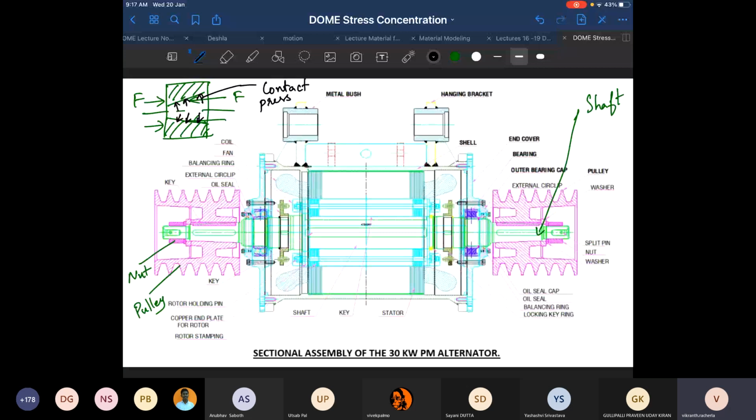Okay. So now this contact pressure can cause transfer of torque. So that is one way torque is transferred. In fact, if you design your pulley correctly, without any key, you would be able to transfer your entire torque just using this contact pressure. Can you give me one example where this mechanism is used to transfer the torque?